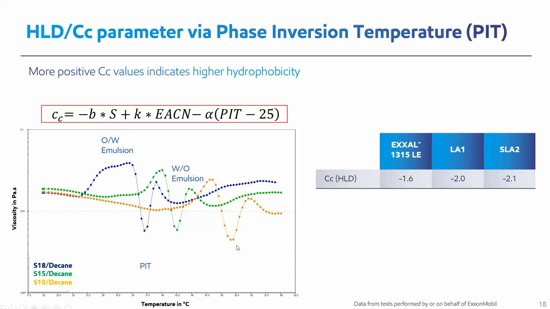Temperature scans of the different surfactants tested have been run with different oil under different salinity levels. On this basis, CC could be determined, showing a more positive value for hexal 1315 Le ethoxylate, indicating a more hydrophobic character for the non-ionic surfactant derived from this hydrophobe.